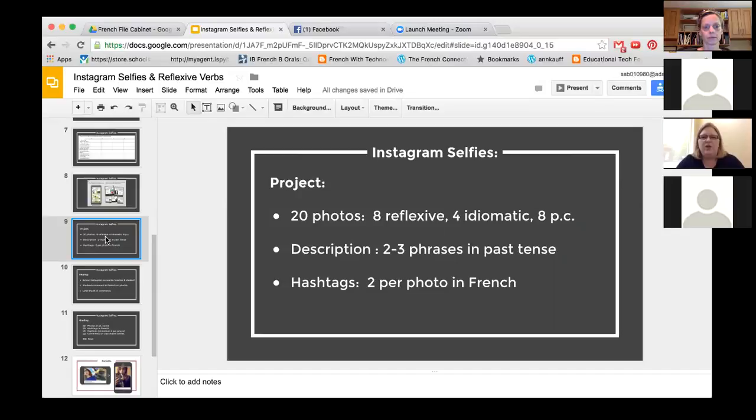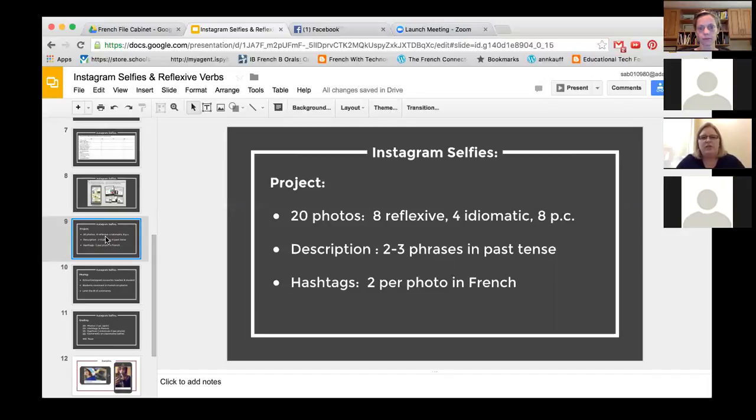And then also, this is done at the end of the unit, and so I want them also to do 8 verbs in the past tense, because selfies are reflective of things that have happened. And so this is an activity that specifically targets these kinds of verbs, but also the past tense as well.